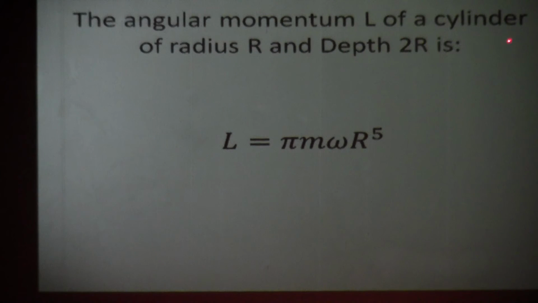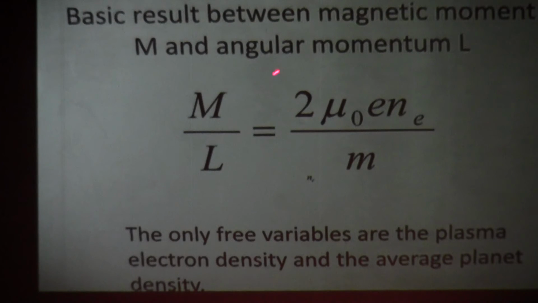The angular momentum L of a cylinder of radius r and depth 2r is L equals pi m omega r to the fifth. So let's divide the two. Next slide. Well, you discover that the ratio of magnetic moment m to angular momentum L, m over L, is equal to 2 mu naught E n sub e over m. All the other numbers cancel out. Now, mu naught is a constant. It's a constant of nature because people measured magnetic fields and electric currents in different units. E is the charge of electron. You can't change that. N sub e is the electron density. So what electron density should we use?